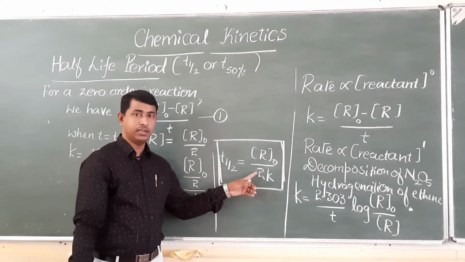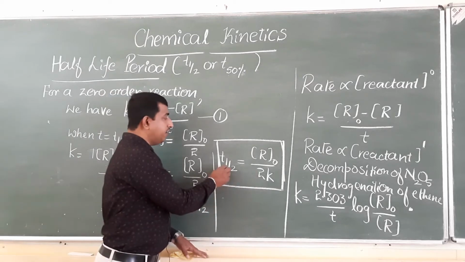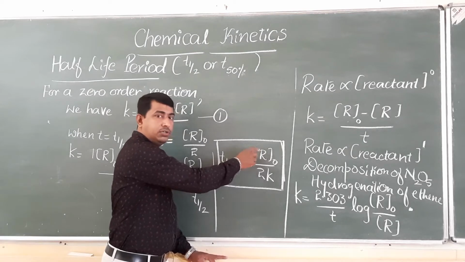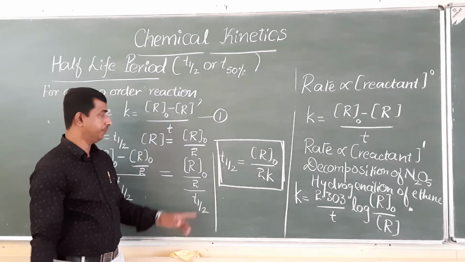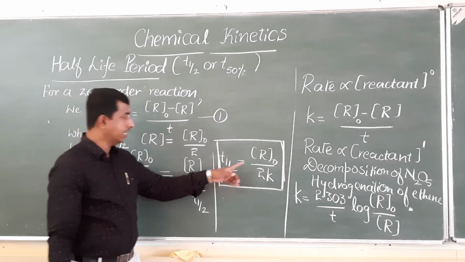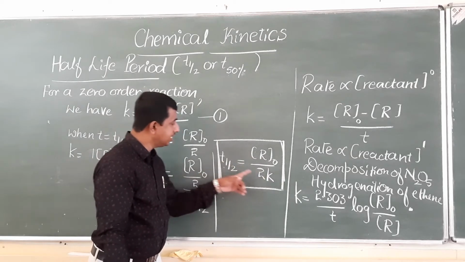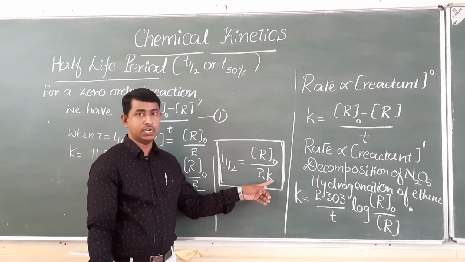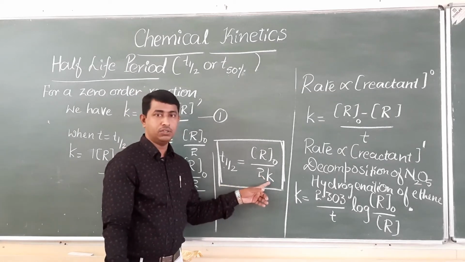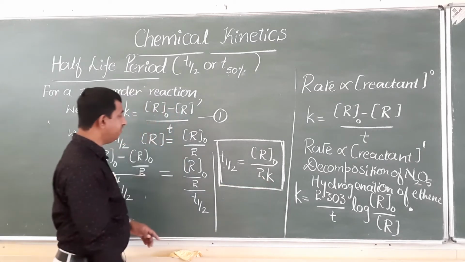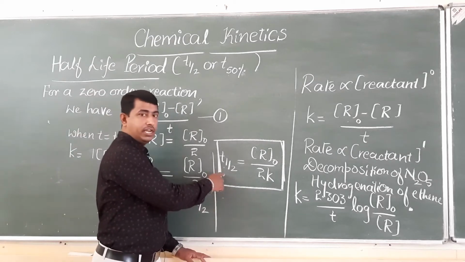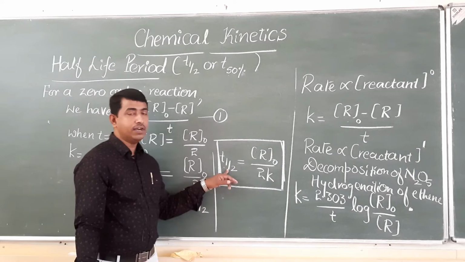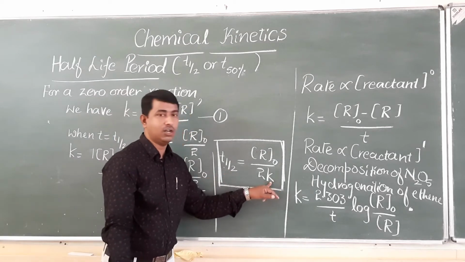What can we say from this expression? Half-life period is directly proportional to the initial concentration. It is inversely proportional to the rate constant K. So the half-life period of a zero order reaction is directly proportional to the initial concentration and inversely proportional to the rate constant K.